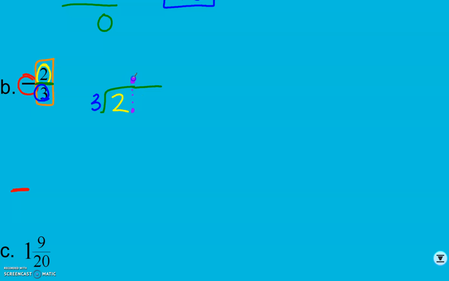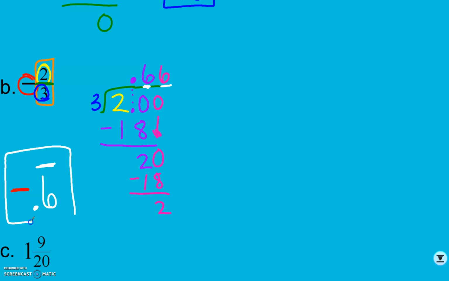Then bring it up. Add a 0. 3 goes into 20 6 times. When I multiply it back, I get 18. I subtract and get 2. 3 does not go into 2, so I'm going to bring a 0 down. 3 goes into 20, though, 6 times, which is 18. And again, I get that remainder of 2. I'm going to keep getting a remainder of 2 because this is a repeating decimal. So I take my 0.6, and since 6 is repeating, I put a repeating bar over it. So negative 0.6 repeating.